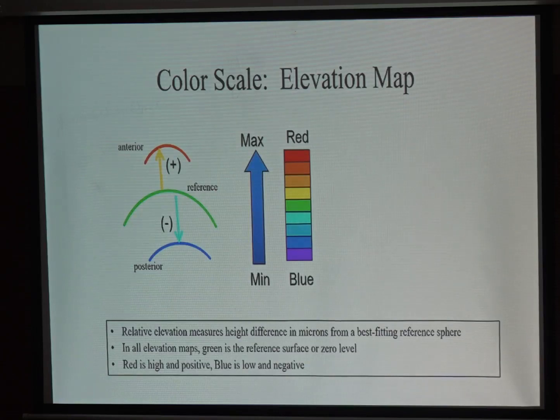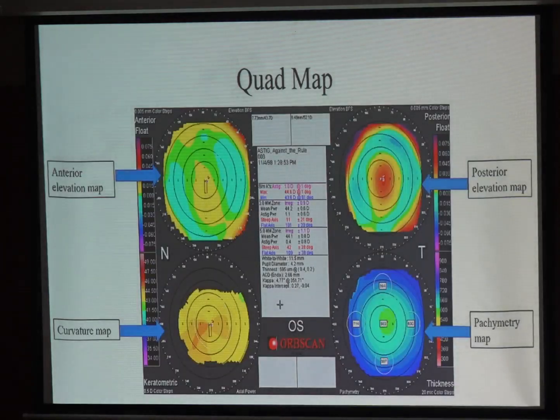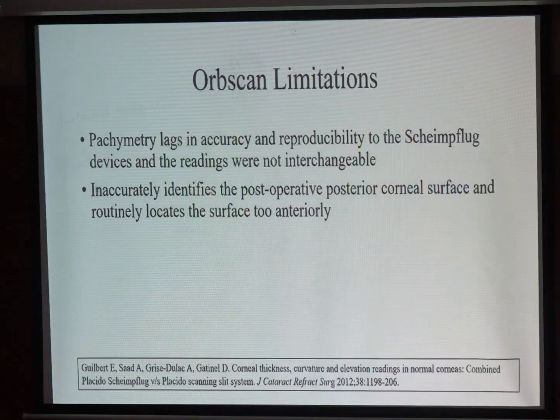So the hotter colors, towards the red, mean that the surface is elevated, and the cooler colors, towards the blue, mean that the patient surface is below the reference surface. So this is how an OBSCAN quad map used to look. It basically gives you the elevation map, which is the anterior and the posterior elevation map of the corneal surface. The curvature map is provided and the pachymetry map for the corneal thickness is provided.